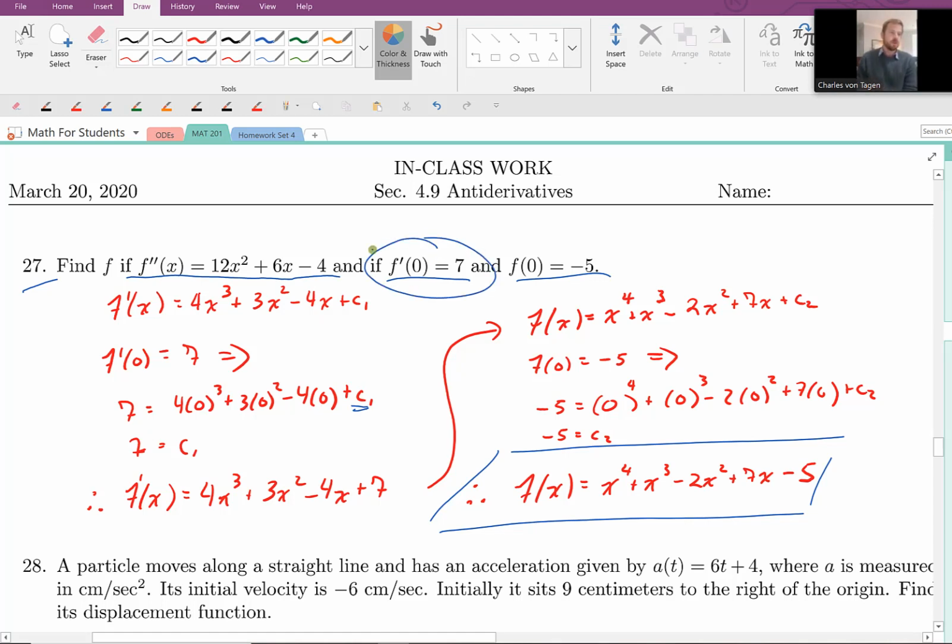So I go ahead and plug in the ordered pair 0 for x and 7 for f prime of x, and I'm able to solve for that first constant. And so before I even go trying to find the original function, I'm back to a function without any constants in it. Then I went ahead and took the antiderivative of that answer and got an expression with a c2 in it. Then I can use this second initial condition to help me solve for c2. And this is what we end up with as a final answer. So pause the video, take some time, and see if that makes sense.